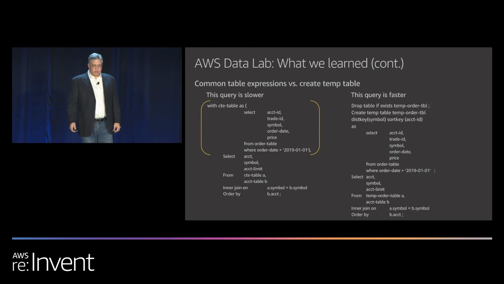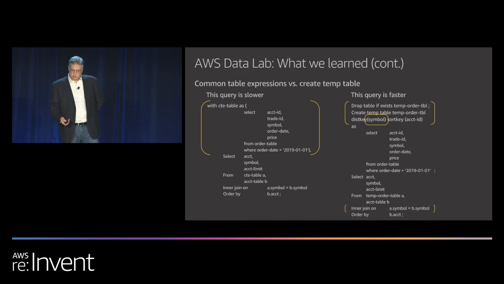This is a sample query of what was working. We have this common table expression here on the left. On the right, we replaced that with a create temporary table. The value here is we get access to a distribution key. So now this table is being created with a distribution key that's going to work for the query.